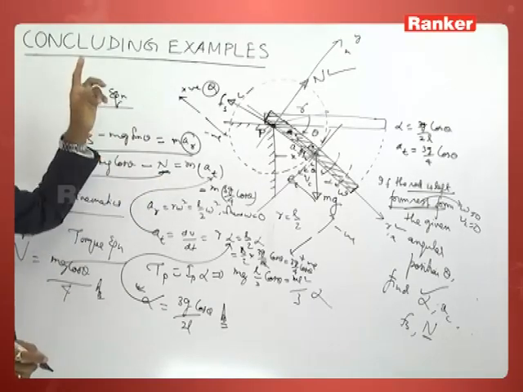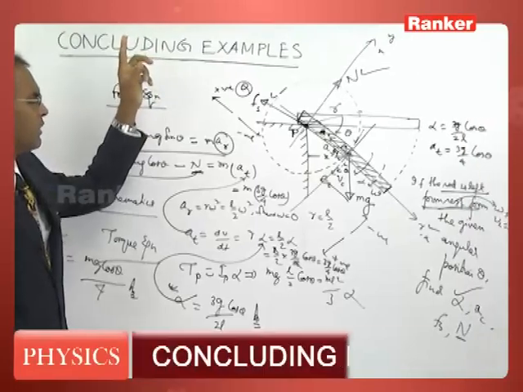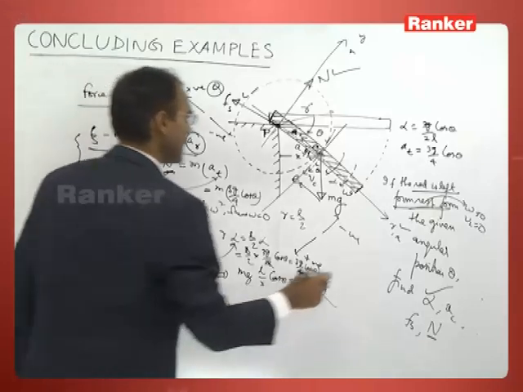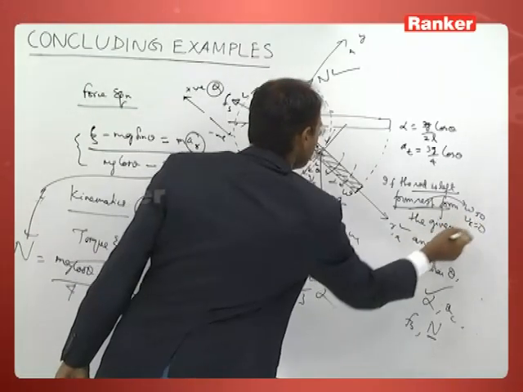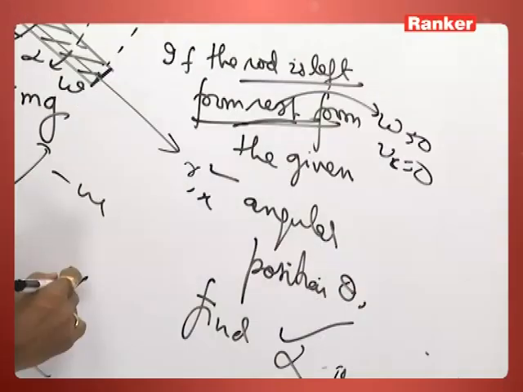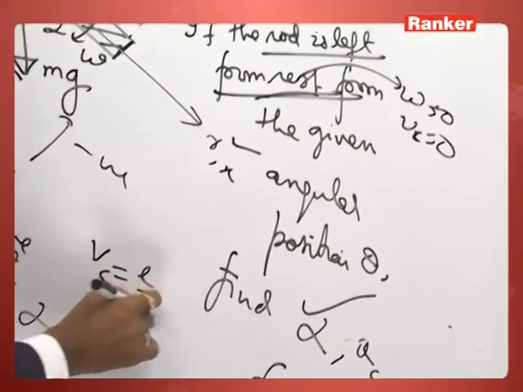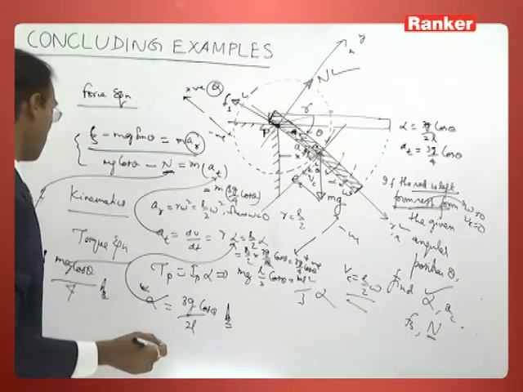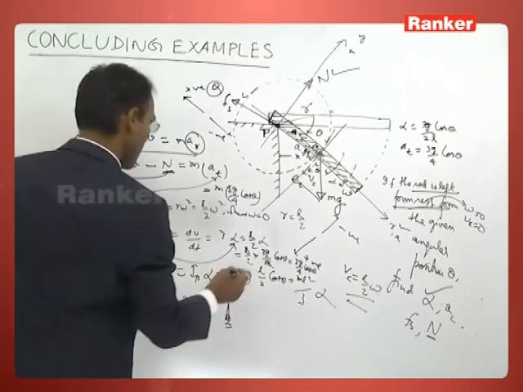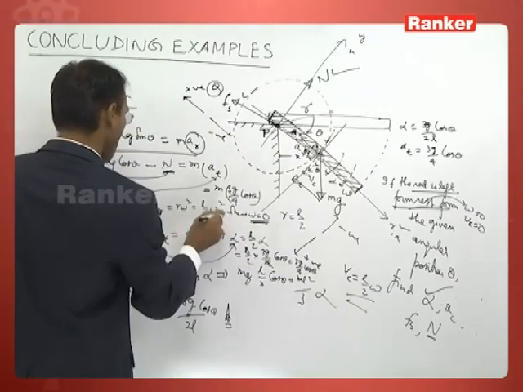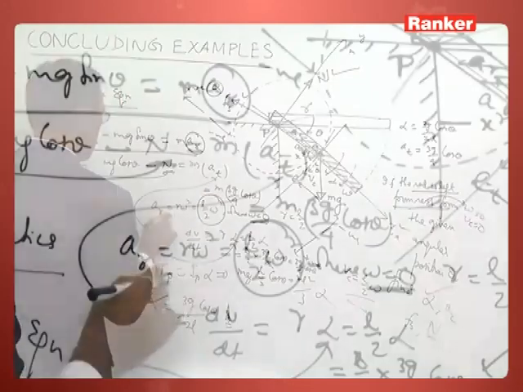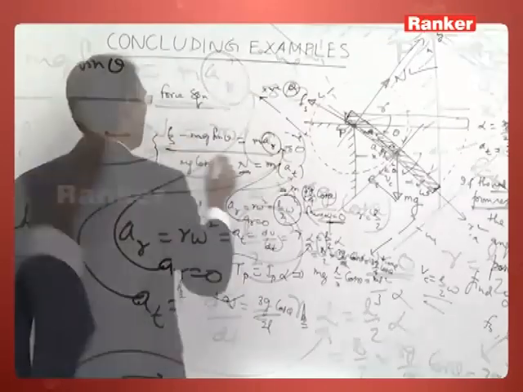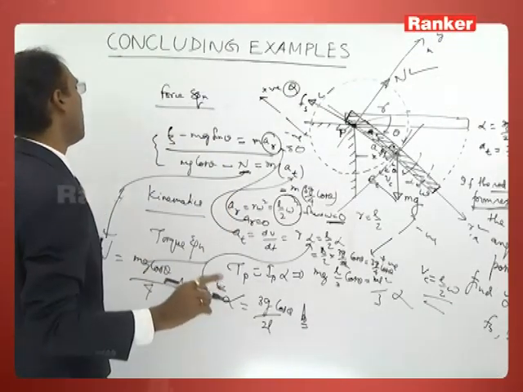Rest means translational motion is 0 and radial or rotational motion will also be equal to 0. Translational motion is characterized by the velocity of the center of mass, Vc, which is equal to 0. Omega must be 0 because Vc is equal to L by 2 into omega for motion of the center of mass in a circular path. When you substitute omega is 0 in this equation, we get AR is 0. By substituting the value of AR is 0 here, we get Fs is equal to mg sin theta.